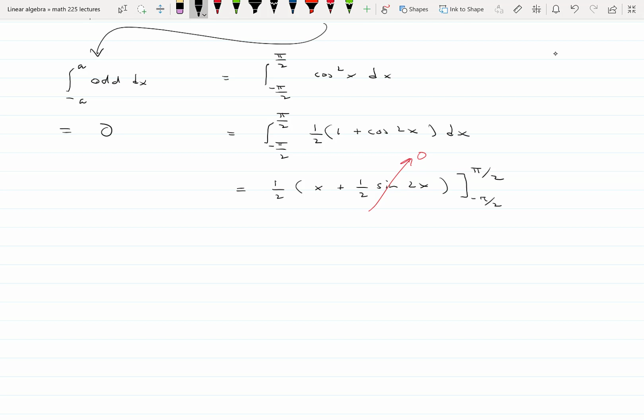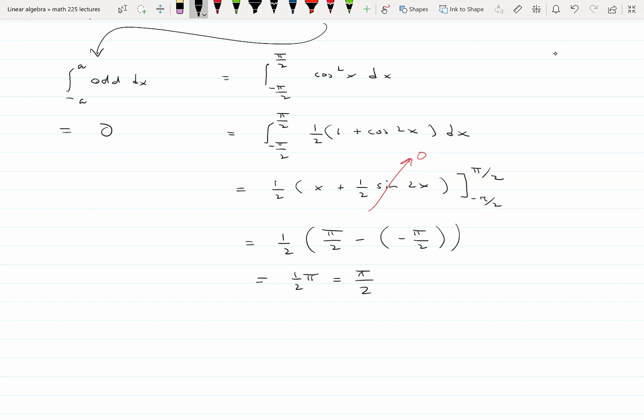However, we do get a contribution at x. At pi over 2, we get pi over 2. And at negative pi over 2, we get negative pi over 2. And we subtract those things with the fundamental theorem. Pi over 2 plus pi over 2 is pi. So we get half pi. Okay, so the value of this integral is pi over 2.